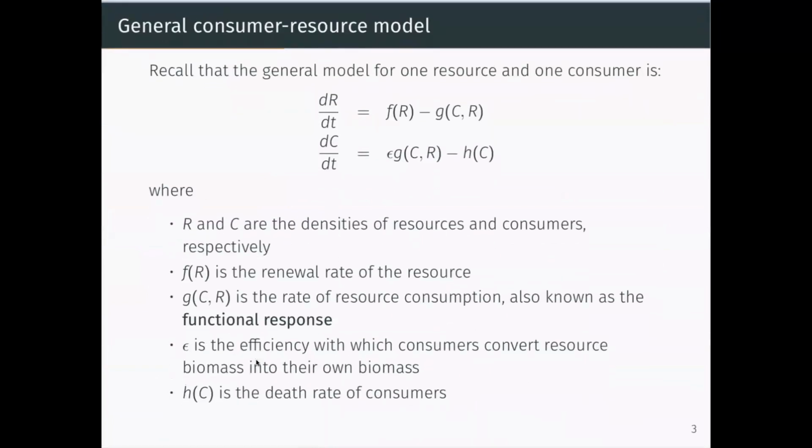Okay, so recall the general model for a resource-consumer interaction. We have a renewal function, f of r. We have a mortality term or function here for our consumer, and then we have a functional response g, which is a function of both our consumer and our resource densities. And this functional response tells us essentially about the rate of consumption by our consumer. And there's also an efficiency parameter here, epsilon, which tells us how well that resource is converted into the biomass of our consumer.